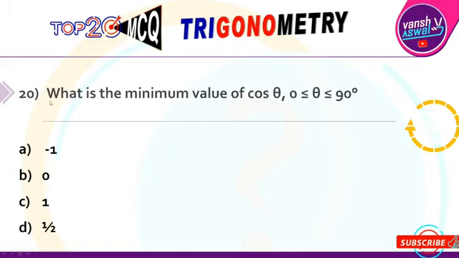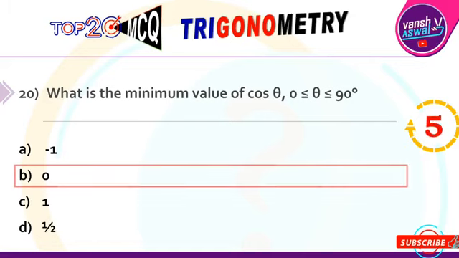Last but not the least, what is the minimum value of cos theta? The value of theta is 0 or greater than 0 or 90 degree or lesser than 90 degree. What is the value of cos theta? Answer is option B, 0.